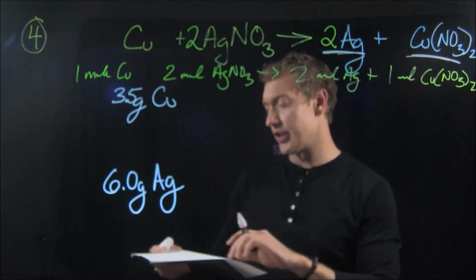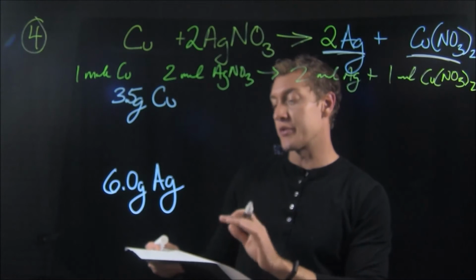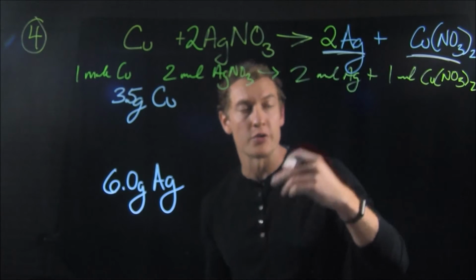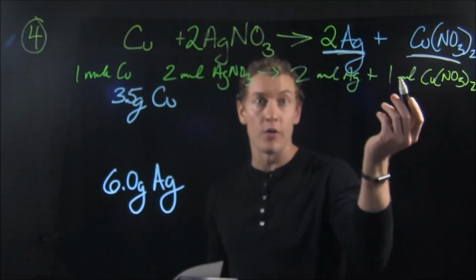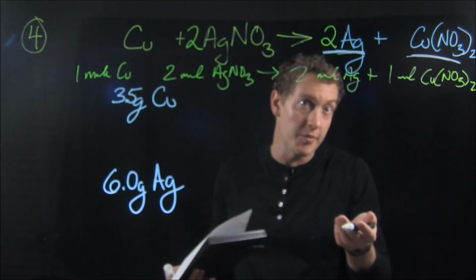I'm going to look ahead in the question, and further on, part B asks, how many grams of silver are produced? Well, since later I'm going to have to figure out how much silver is produced, I might as well use silver now as my determination of what's the limiting and what's the excess, and that'll save me some time later.